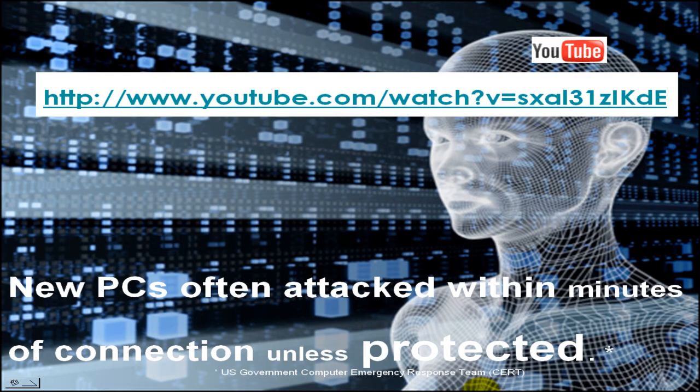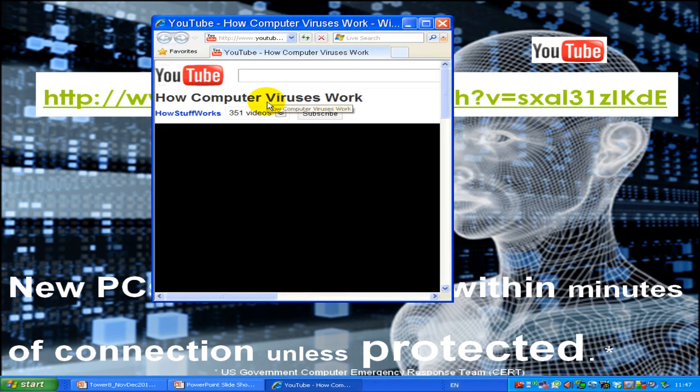It suggests that new machines are attacked within minutes. Can we see anything here?